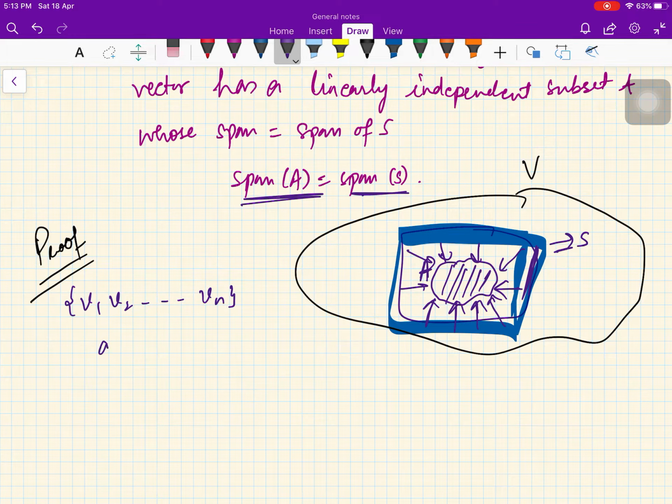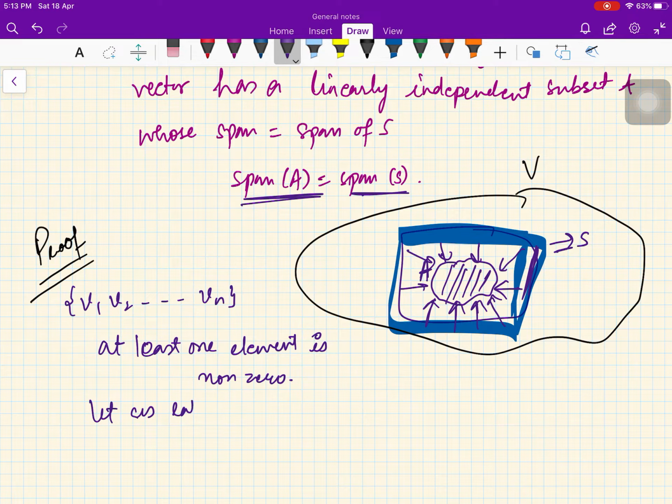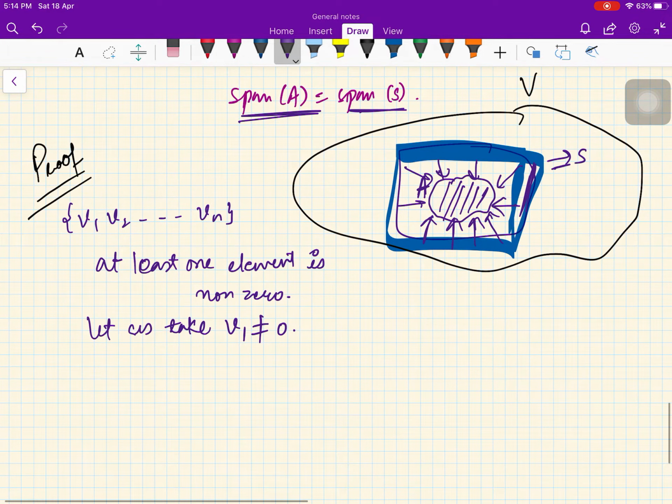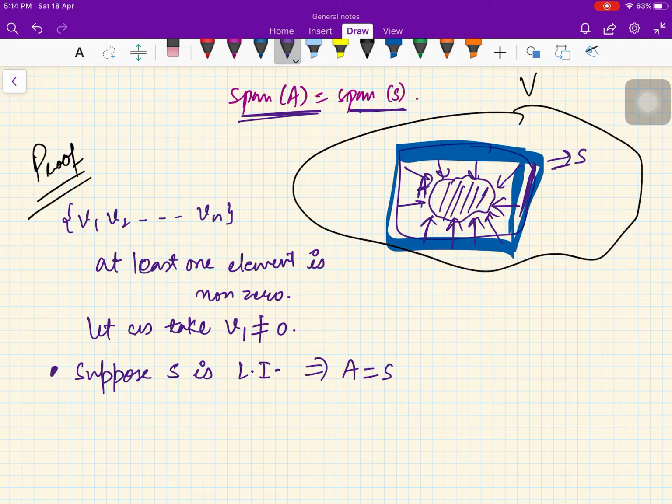So you have v1, v2, ..., vn, and at least one element is non-zero, right? Fine. Let us take that element to be v1. You can just put that element at the beginning. v1 is non-zero, right? Now suppose S is linearly independent, then obviously A is equal to S. You don't have to move down. Because this is linearly independent, you cannot go further, right?